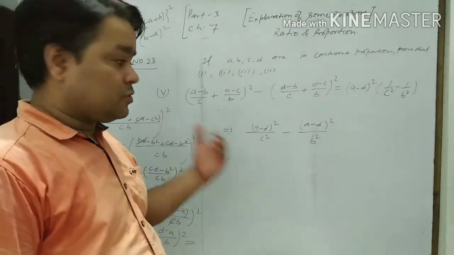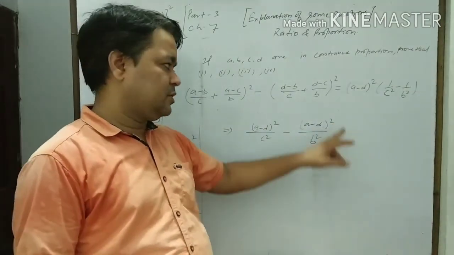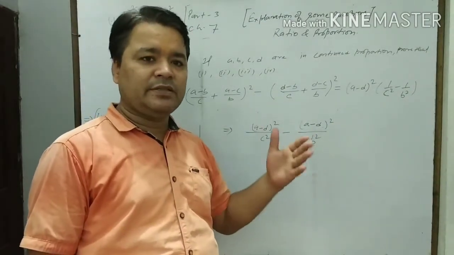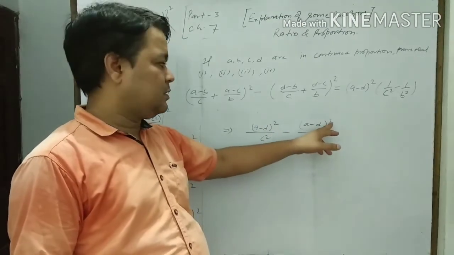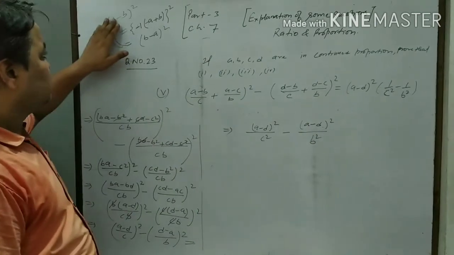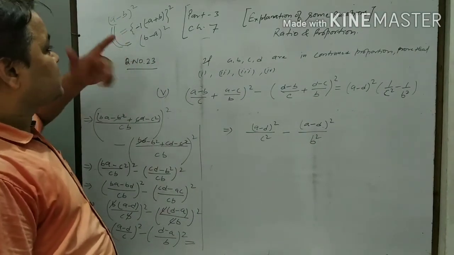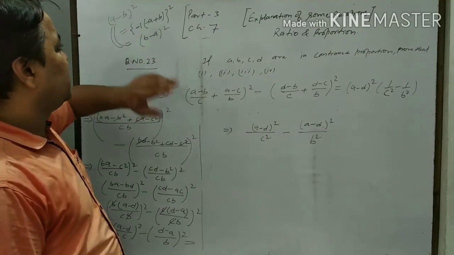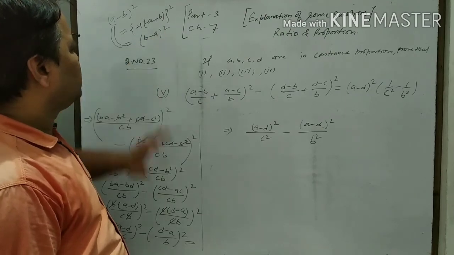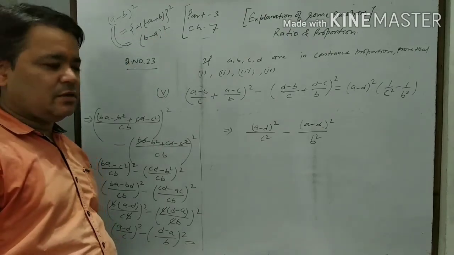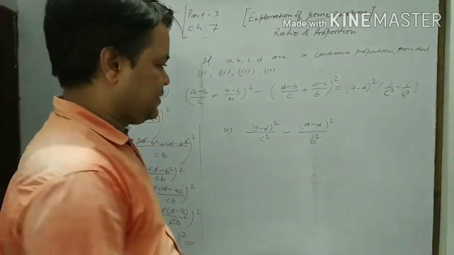And it is only possible when the power is even: 2, 4, 6, 8. If the power is not even, then we cannot write it this way. For example, we cannot write that A minus B whole cube is equal to B minus A whole cube. But in the case of even power, we can write.